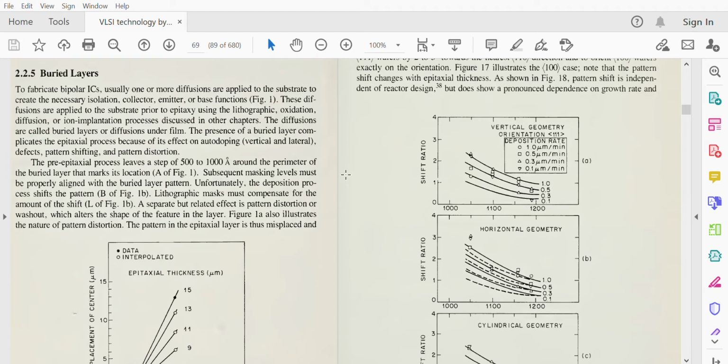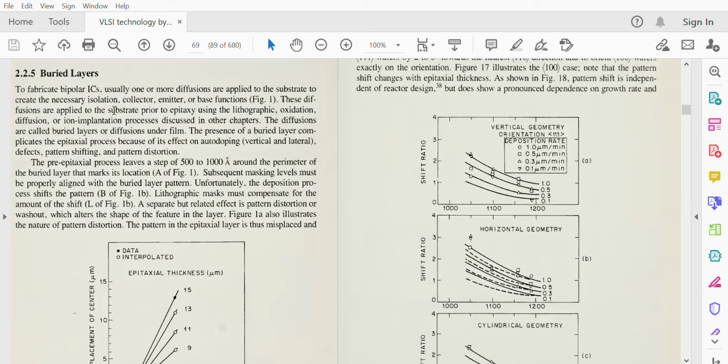We were discussing the epitaxial growth process in VLSI design, and today's topic is the buried layer. To fabricate bipolar ICs, usually one or more diffusions are applied to the substrate to create the necessary isolation, collector, emitter, or base functions. So, more than one diffusion. For what? To create the isolation, collector, emitter, or base functions.